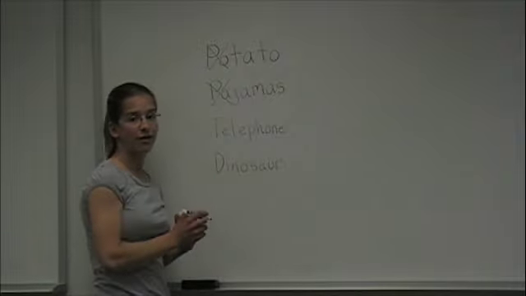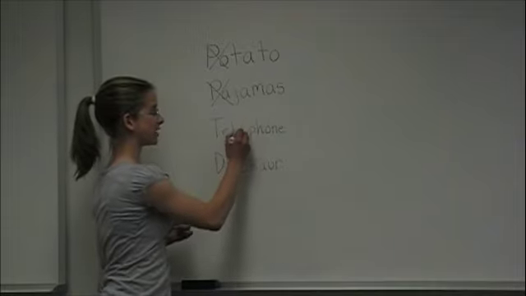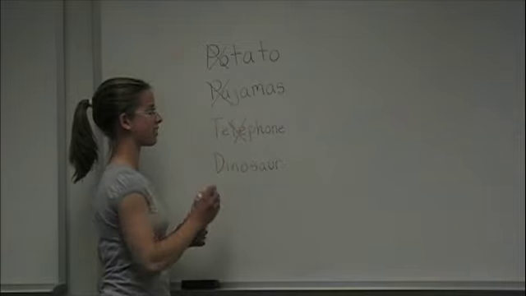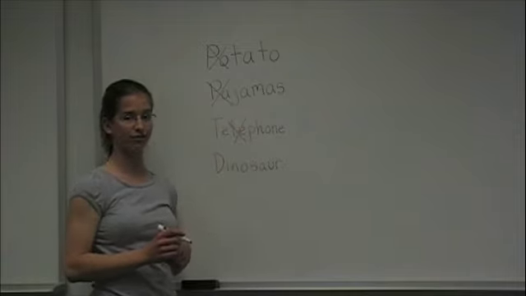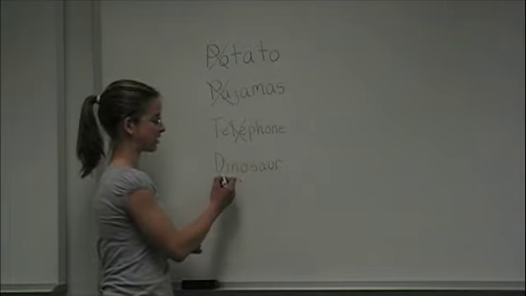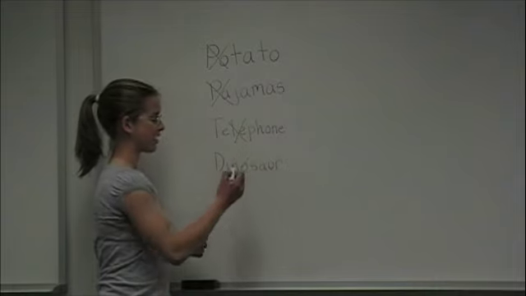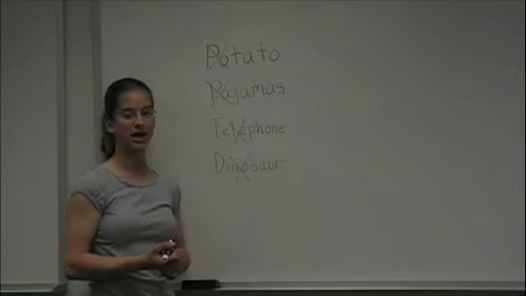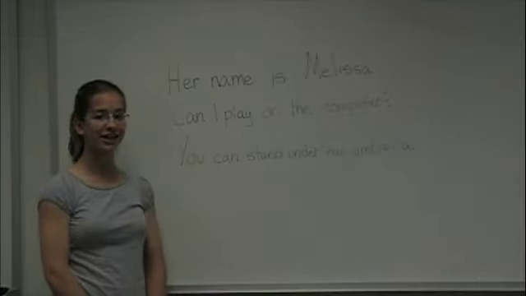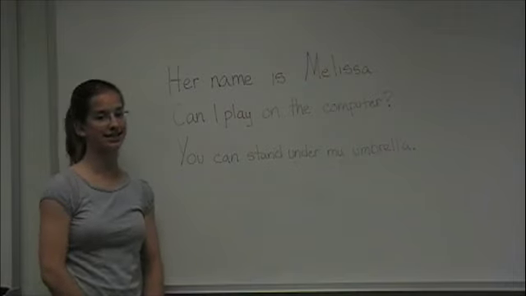For the word telephone, the weak syllable is in the middle. So the child would omit the la and pronounce the word telephone. Likewise with dinosaur, the pattern is strong, weak, strong. The child would omit the middle syllable and pronounce dinosaur, disaur. Now we'll look at some examples of how a child would use weak syllable deletion in sentences.